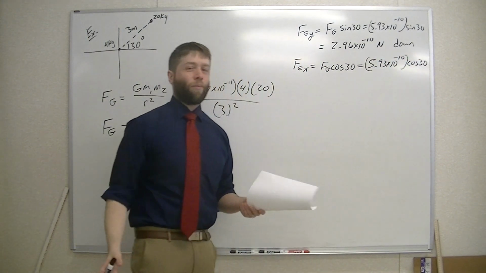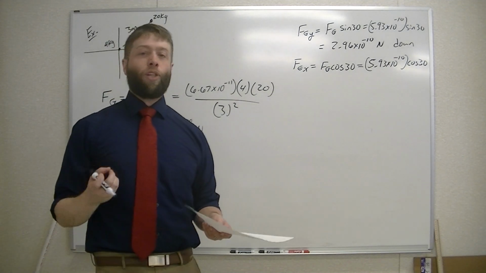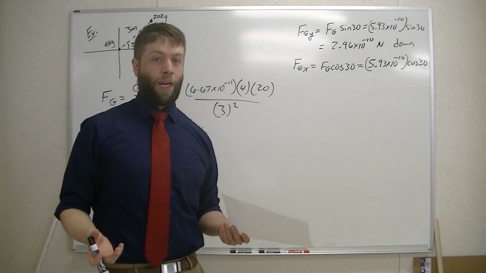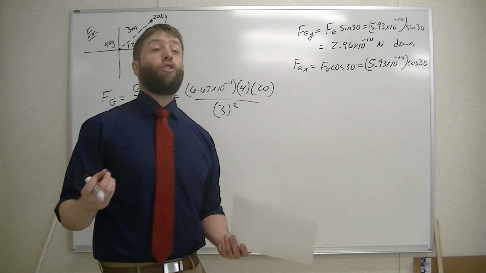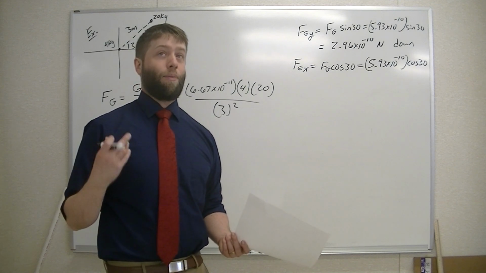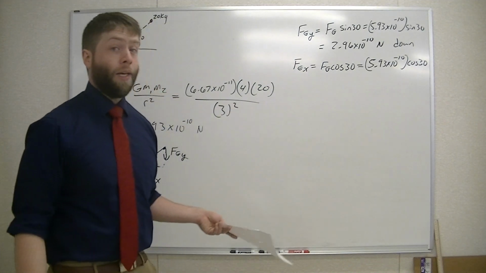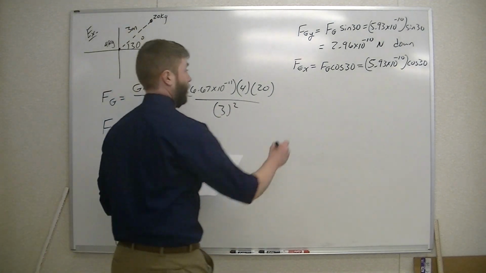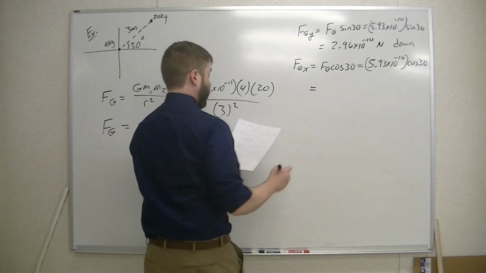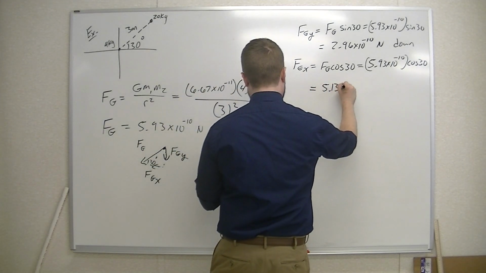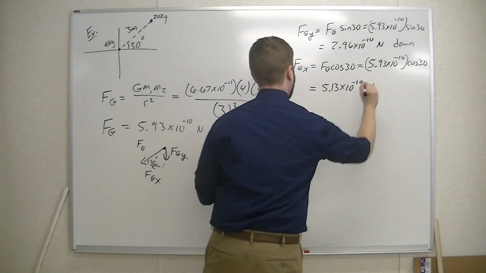And yeah, you're going to have some really weird numbers in this chapter. I'm going to do my best on any kind of assessment that I give, since I have to give it online, to make sure that we keep those numbers nice. I might just have you give all of your answers in terms of big G, 6.67 times 10 to the minus 11. FGX is going to be 5.13 times 10 to the minus 10 newtons.